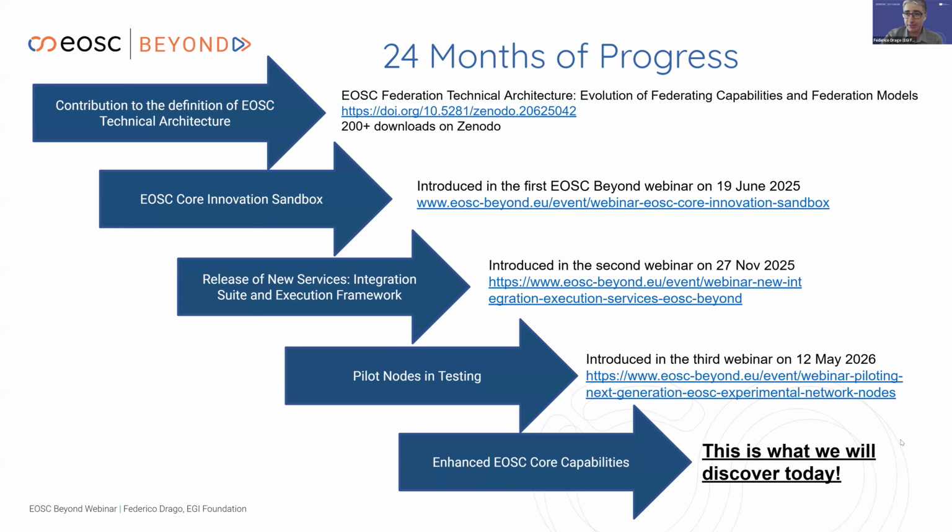This is part of a webinar series that we have been carrying out in EOSC Beyond over the past several months. These are some of the key achievements we have reached in these first 2 years of the project. We've contributed to the definition of the new EOSC technical architecture, and then we have these key outputs: the EOSC Core Innovation Sandbox, new services, the integration suite, and the execution framework, a network of pilot nodes that are testing our solutions, and of course, the enhanced EOSC Core capabilities, which we are going to introduce today. You can find all these links here.